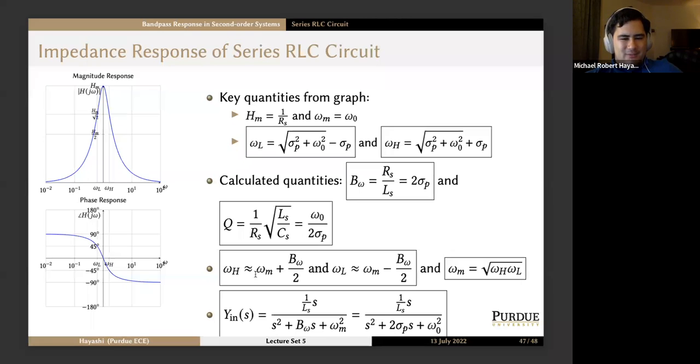We'll get omega H approximately equal to omega M plus half the bandwidth, and omega L approximately equal to omega M minus B sub omega over 2 as our symmetric approximation. And the exact geometric mean interpretation: omega M is equal to the square root of omega H times omega L. Our input admittance transfer function behaves very similarly, where you can think of 1 over L sub S times S, which just hangs around in the numerator with no real interpretation, and a denominator of S squared plus B sub omega S plus omega M squared, or using the old ideas, S squared plus 2 sigma P S plus omega naught squared.